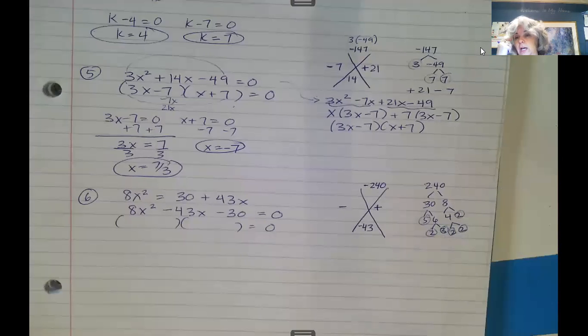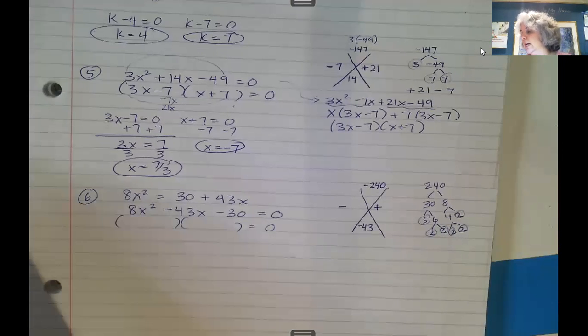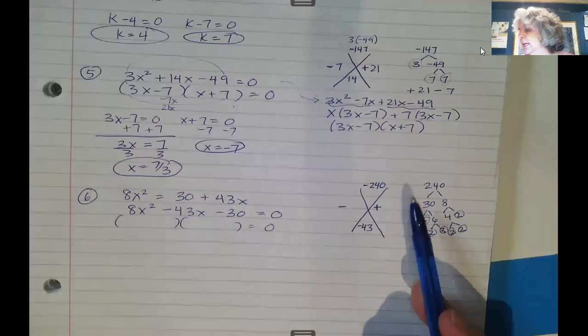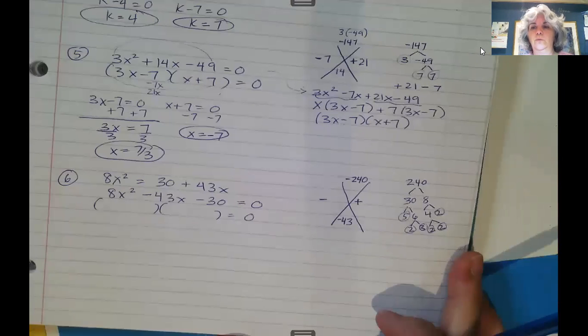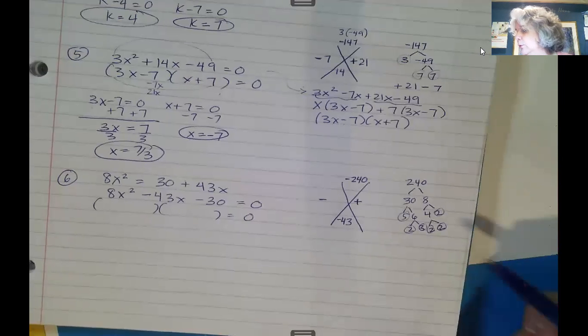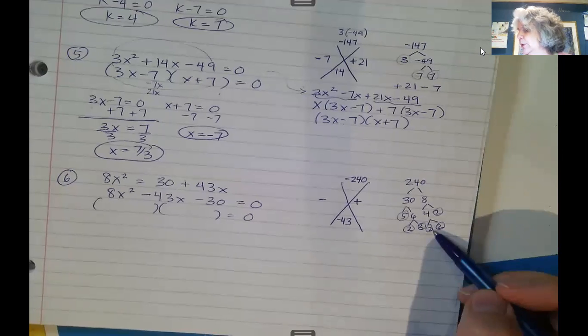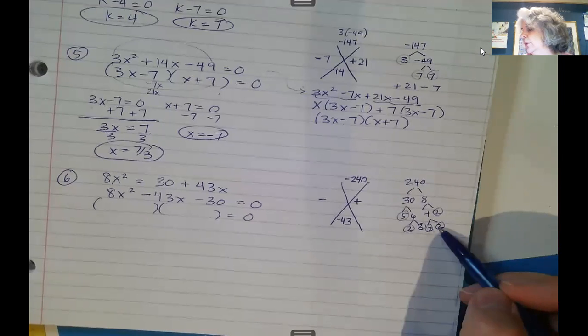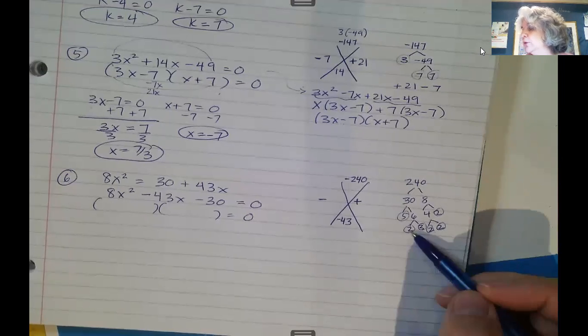I want to try and figure out how to put them together so that I end up with 2 factors that multiply to give us a negative 240 and add to give us a negative 43. Let's think about this. If I put 3 times 2 together, that's 6, times 2 is 12, times 2 is 24. Nope, that's not going to work.